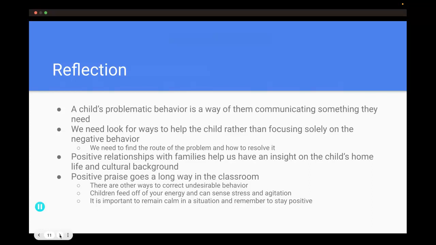Positive relationships with families help us have an insight on the child's home life and cultural background, and positive praise goes a very long way in the classroom. There are other ways to correct undesirable behavior rather than just saying no or almost being a drill sergeant and telling them what they should and should not be doing. Children feed off of your energy and can sense stress and agitation, and it is important to remain calm in a situation and stay positive.